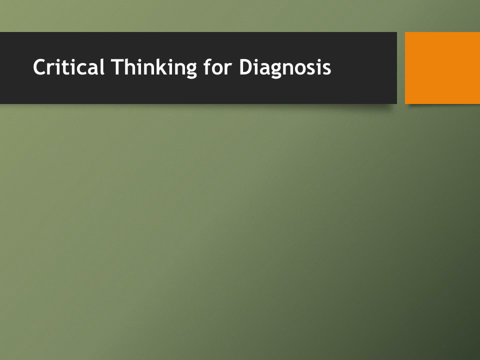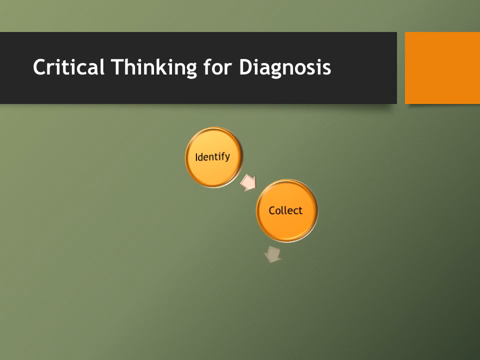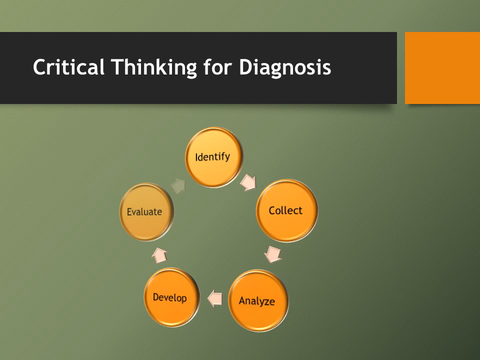You can use the critical thinking model to diagnose the girl's condition. The steps in the critical thinking process are identify, collect, analyze, develop, and evaluate.